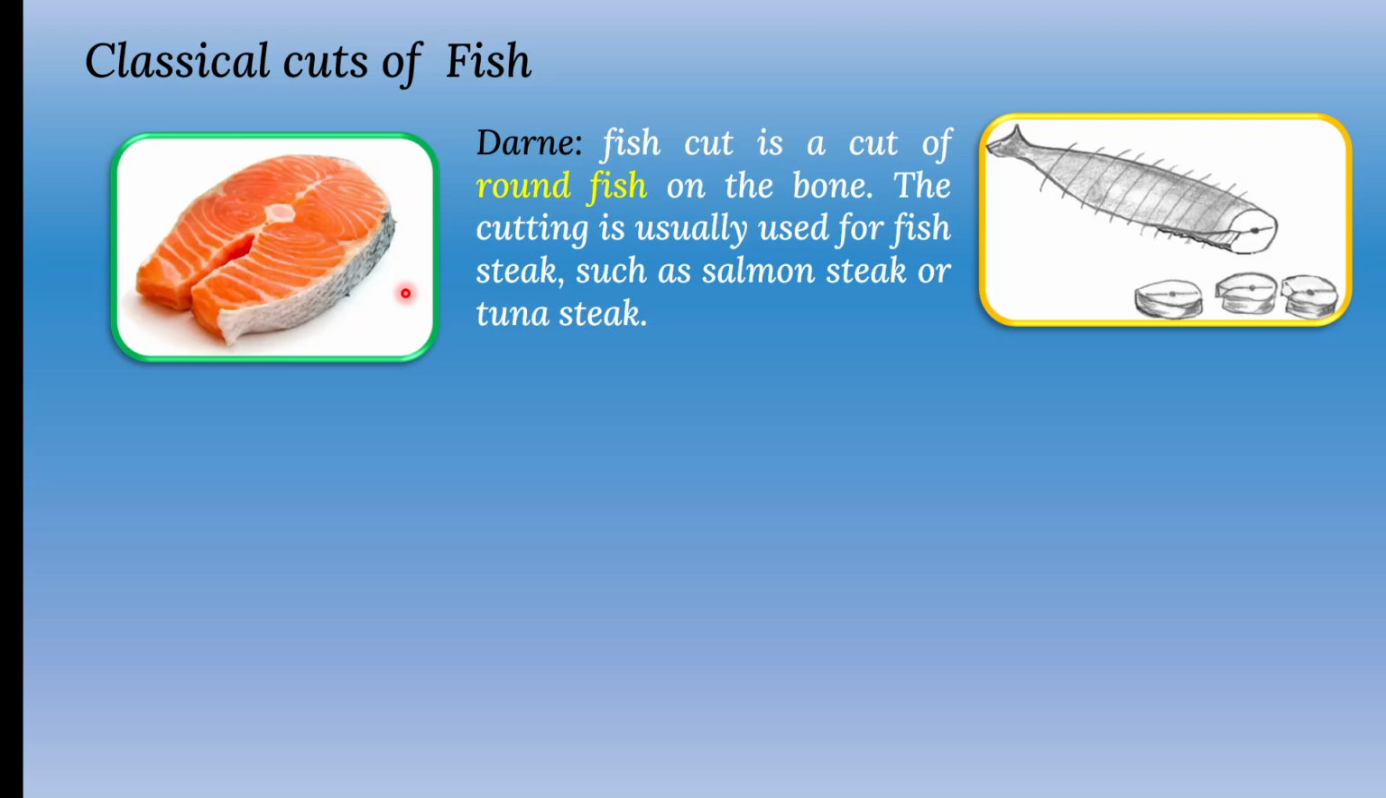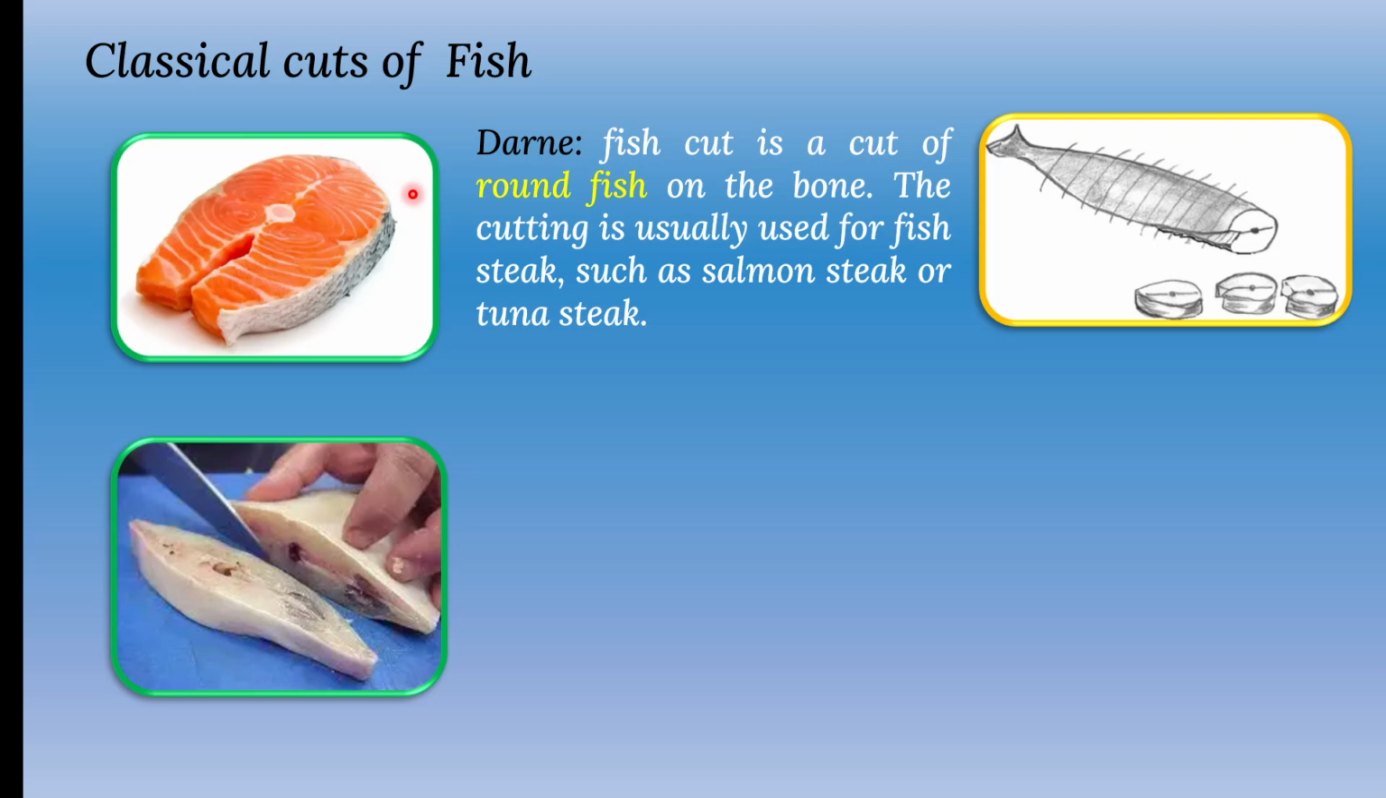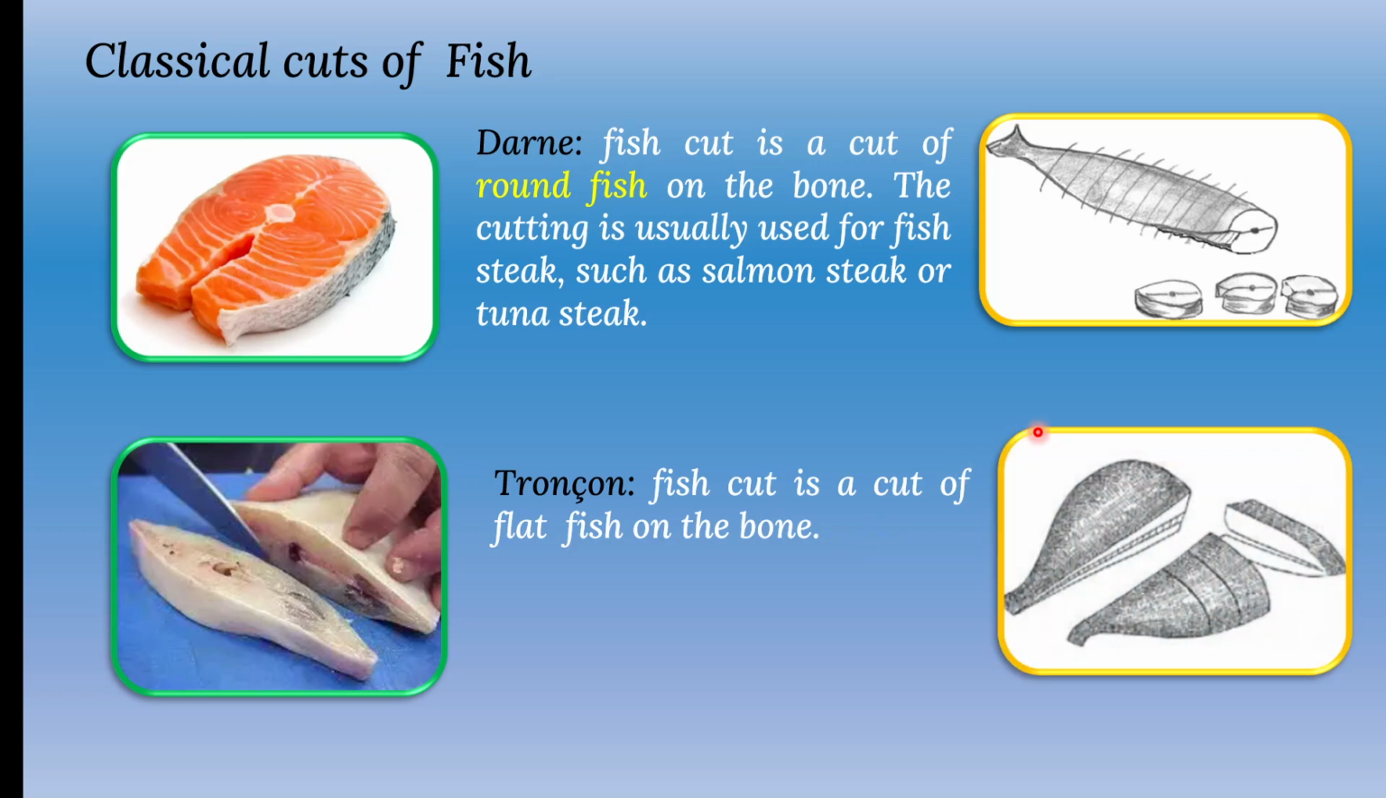Round fish cut on the bone. On the bone means with the bone. The bone is remaining out here. It is not removed. Also known as a steak cut. Similar cut, once it is obtained from a flat fish, it is known as tronçon. It is a cut of flat fish on the bone. Same style. Here you can see a flat fish cut from the middle and then again you are taking it into small pieces. This is known as tronçon.